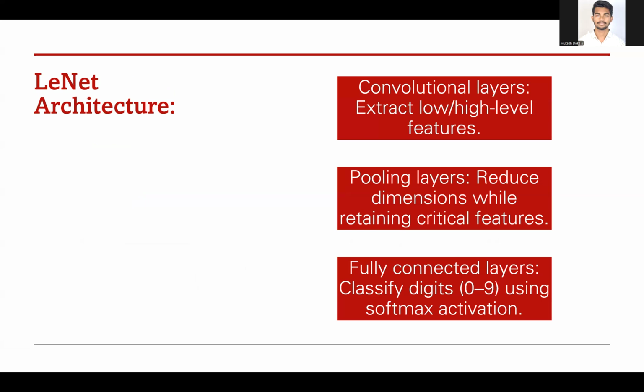And this is a design overview of the project. Firstly, we'll discuss the LeNet architecture. The LeNet 5 architecture consists of three main types of layers. The first is the convolution layer, which extracts low and high level features from the input images. The next is pooling layers, which reduce the dimensions of the data while retaining the most important features. And the last one is fully connected layers, which perform classification using the softmax function to determine the digits.